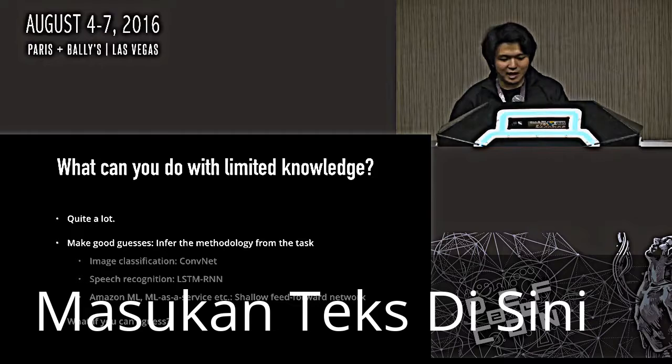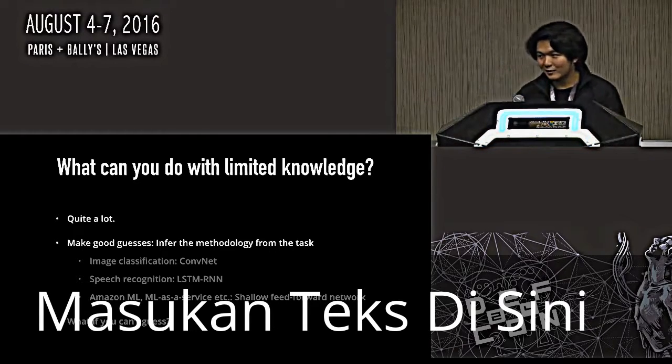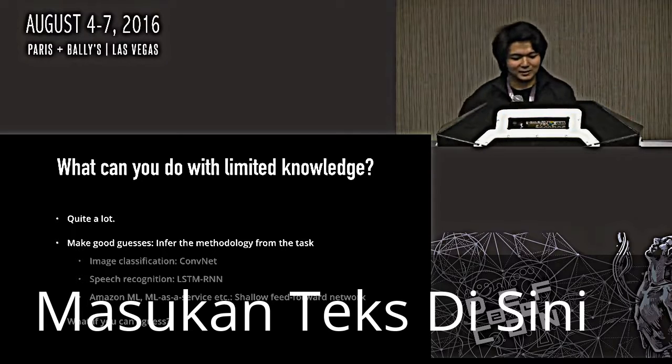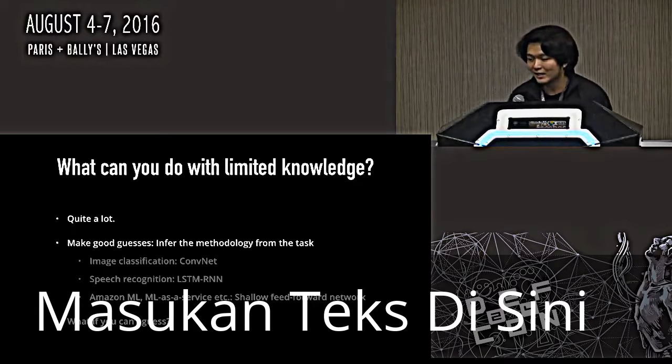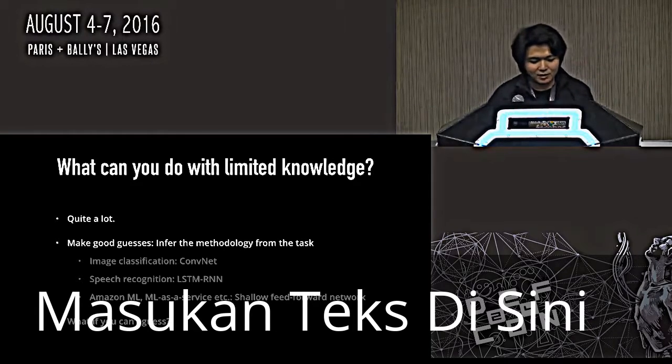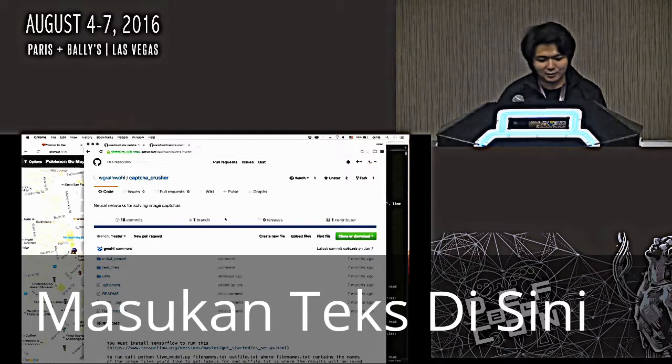So you can do a lot with limited knowledge. You can make good guesses and infer the methodology from the task. For example, if it's image classification, digit recognition, you can use something like a convolutional neural net. Speech recognition, then you use something like recurrent neural networks. And if it's general services like machine learning as a service, then you would use a shallow network because these networks have to be easily generalizable. So what if you can't guess? Can you still do anything?